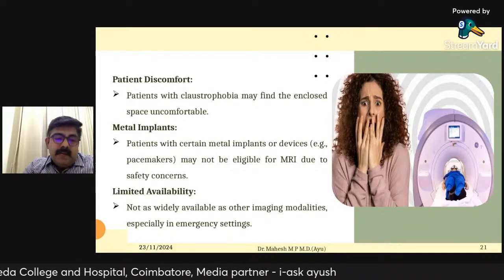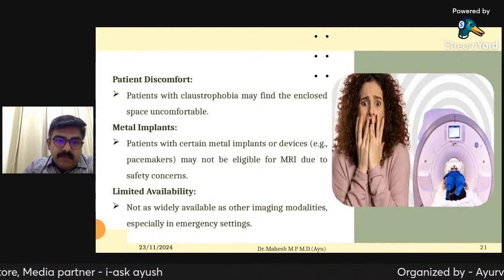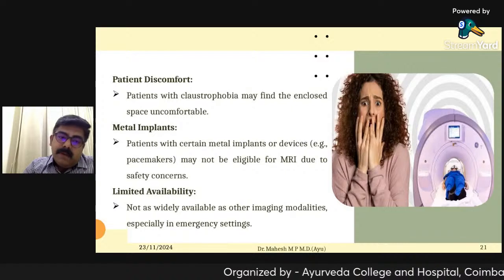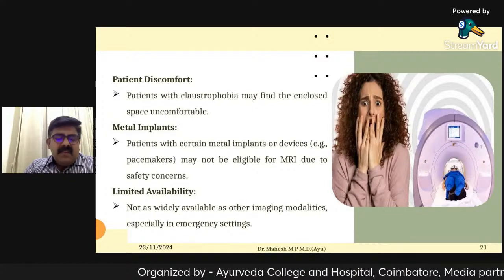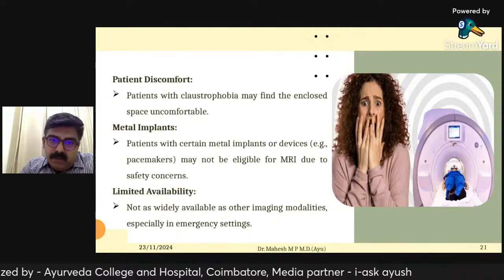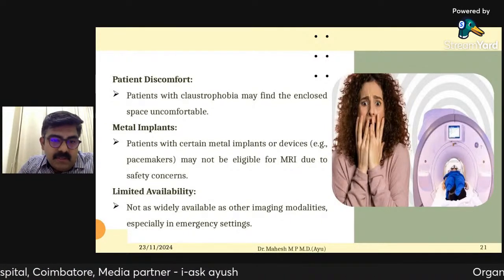The other part is metal implants. Patients with certain metal implants or devices, such as a pacemaker, may not be eligible for MRI due to safety concerns. But nowadays, with more advanced machines coming, these things will not be a problem.